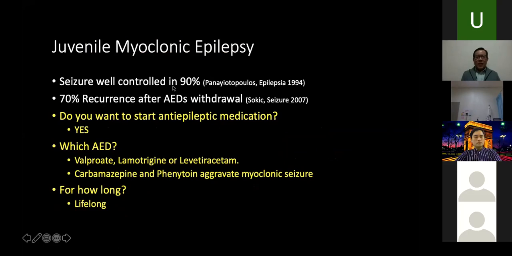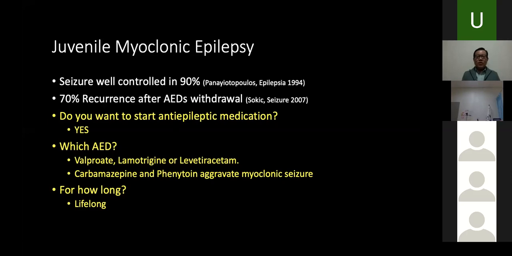Juvenile myoclonic epilepsy is a syndrome, which is a generalized epilepsy syndrome. Seizure is easily controlled. However, a lot of them have recurrence. So do we want to start treatment? Yes. For a boy, it's sodium valproate. For a female, we have to consider others. And don't use carbamazepine and phenytoin because they can aggravate myoclonic seizures. And remember, as I mentioned just now, lamotrigine was not listed in the guidelines because it also has a 30% chance of aggravation, but it can be used.